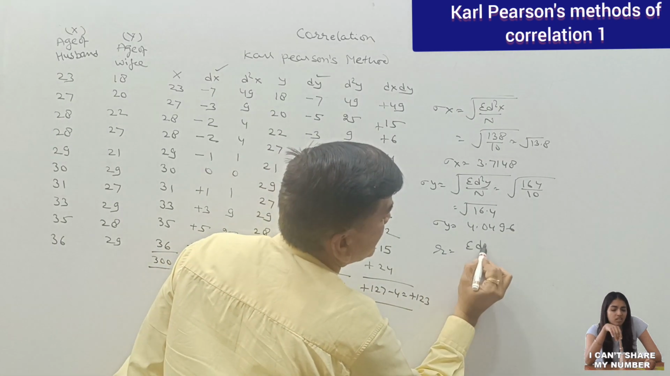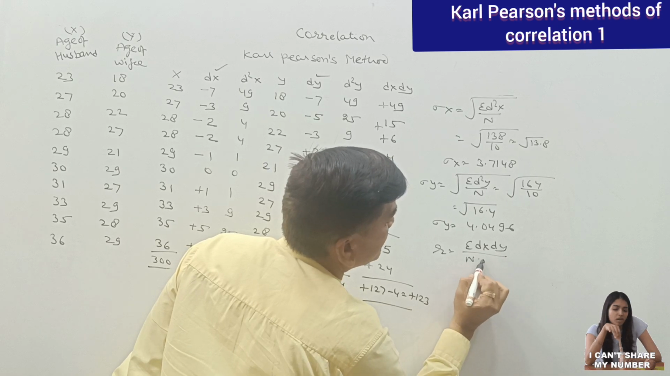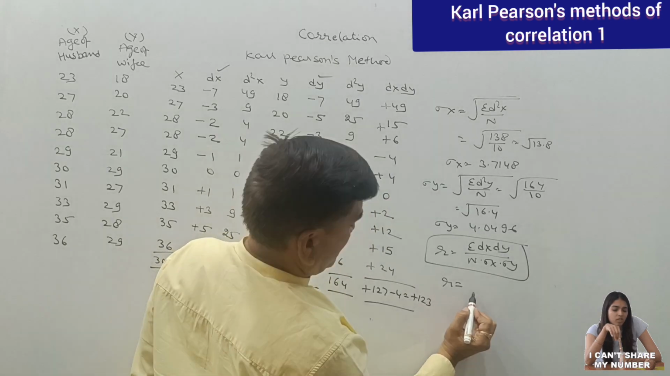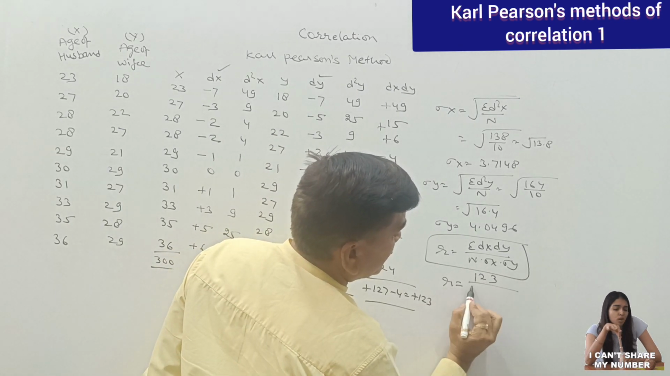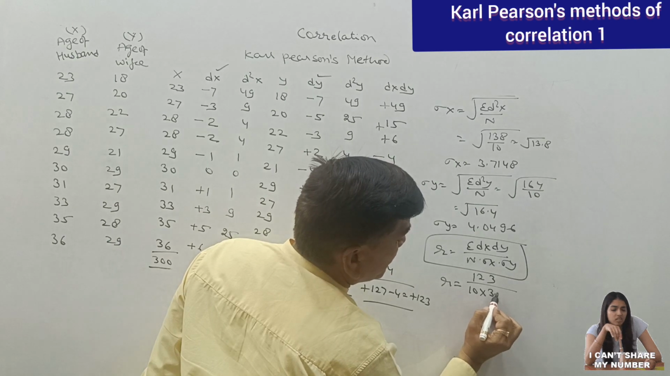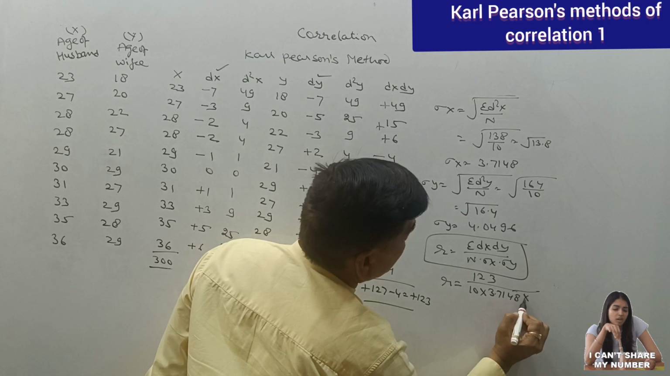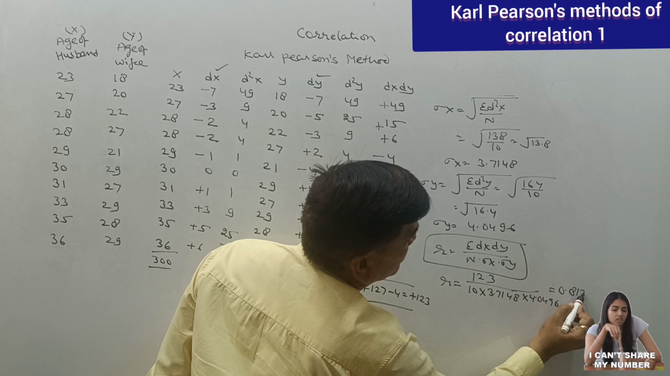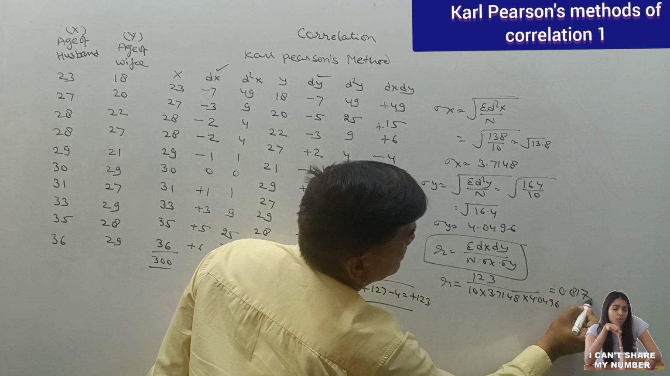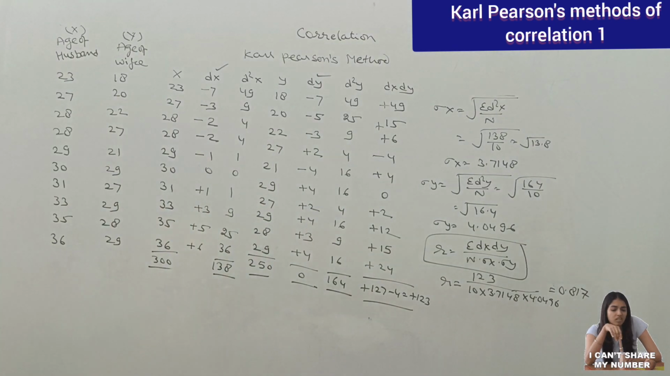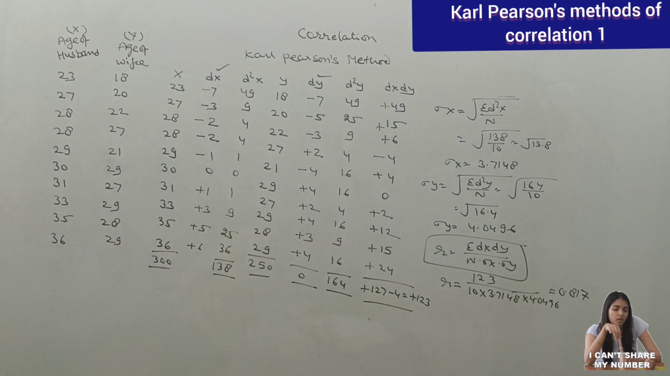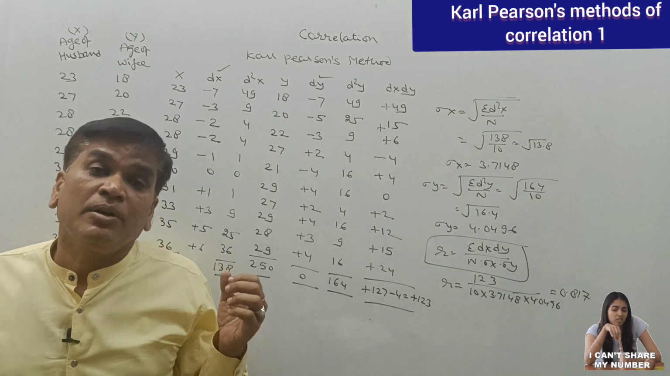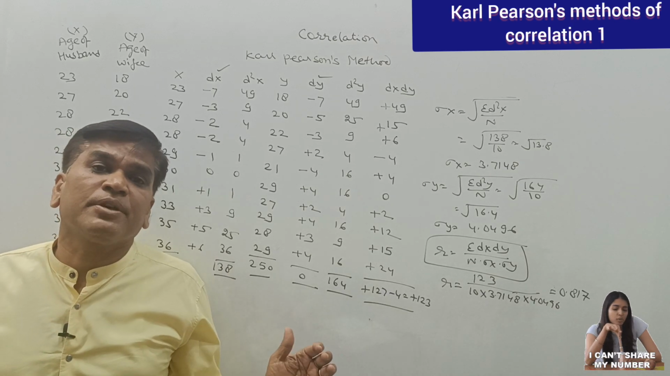R is equal to sigma dx dy upon n times standard deviation x times standard deviation y. That will be the formula. So R is equal to 123 divided by 10 multiplied by 3.7148 multiplied by 4.0496, which gives 0.817. Already we have calculated it, the similar value 0.817. So this is the direct method of calculating the Pearson coefficient.